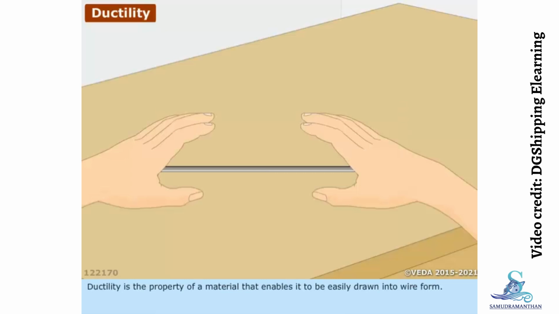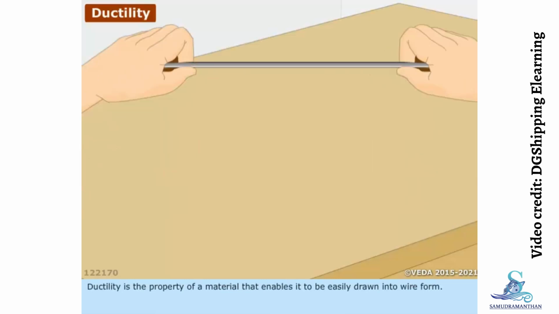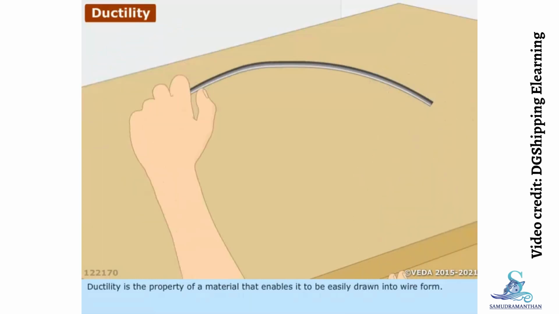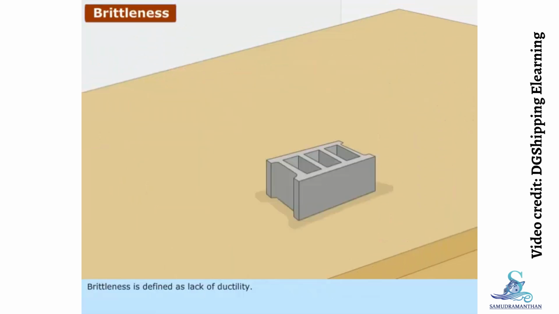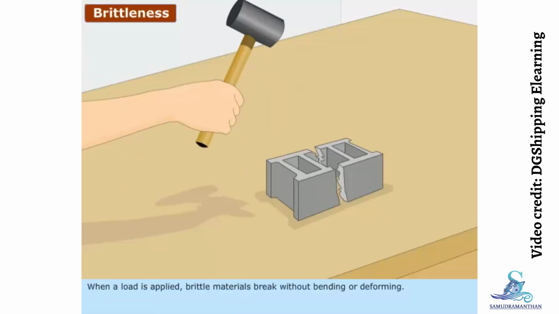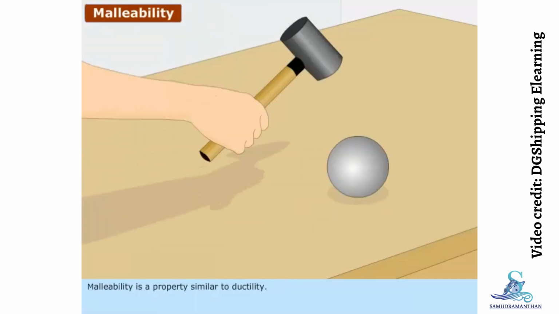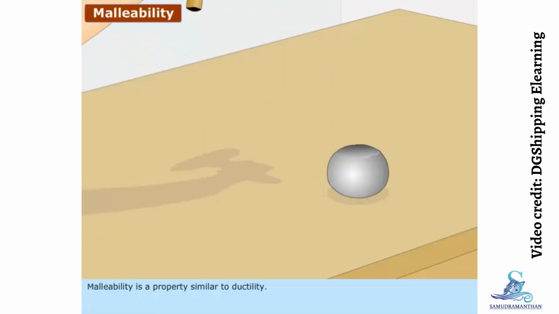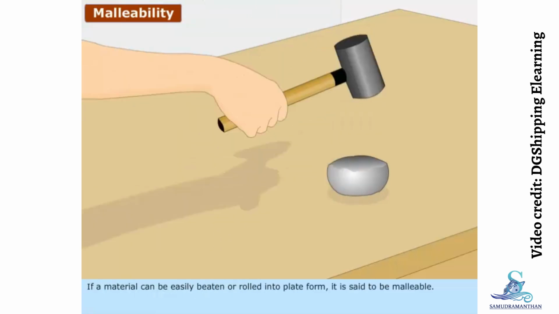Ductility is the property of a material that enables it to be easily drawn into wire form. Brittleness is defined as lack of ductility. When a load is applied, brittle materials break without bending or deforming. Malleability is a property similar to ductility. If a material can be easily beaten or rolled into plate form, it is said to be malleable.